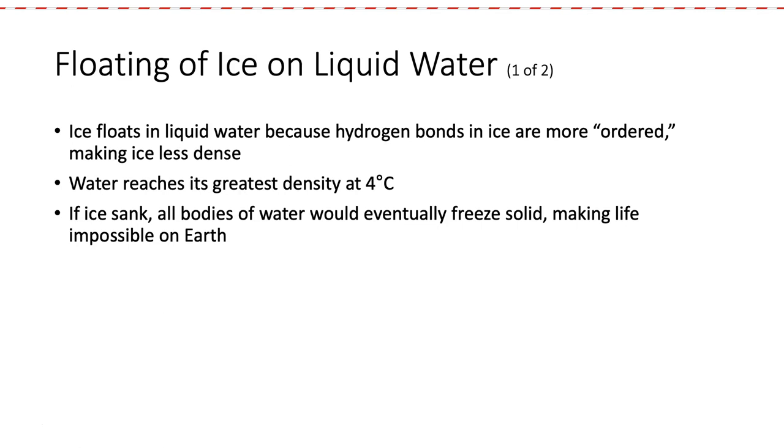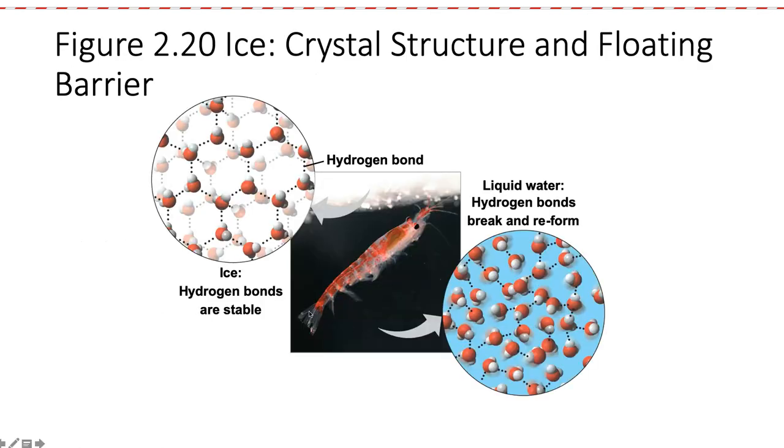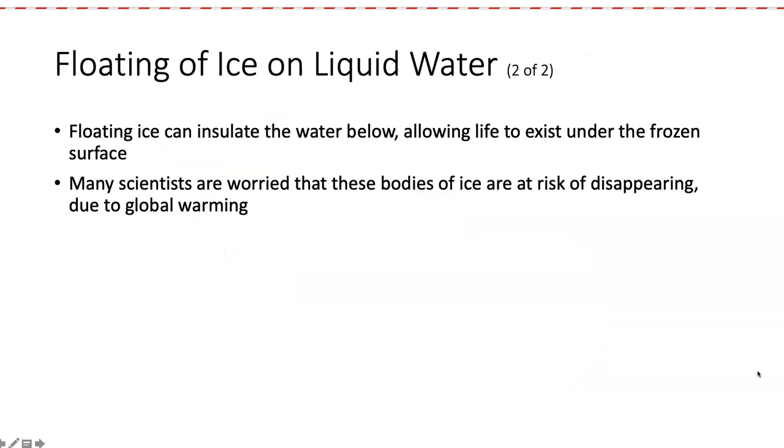So if ice sank, all the water would eventually freeze, but because ice floats, it actually acts as a bit of an insulator, and you can see here that life can actually thrive below the surface of the ice, like this little shrimpy guy here. And it floats because of this very crystalline structure, making it less dense. When it's liquid, the hydrogen bonds are actually closer together. So floating ice can insulate the water, as I just said, and allow life to live underneath that frozen surface.